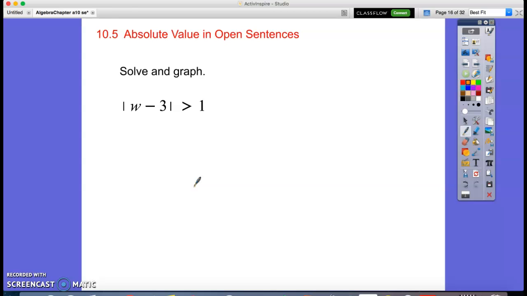Amen. So this is section 10.5, absolute value in open sentences. So what is an absolute value? Absolute value measures the distance of a number on the number line from 0, right? So if we have an expression like w minus 3 is greater than or equal to 1, all this means is this w minus 3 is more than 1 unit from 0.